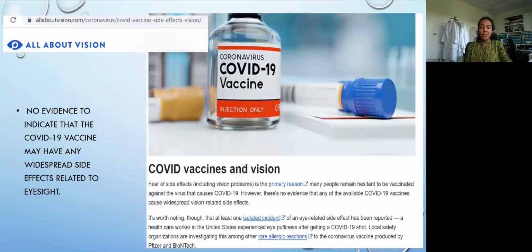I had a few questions about COVID vaccines and vision. Unfortunately, since it's fairly new, there is no evidence to indicate that these vaccines may have widespread effects on the eyes. So again, it's simply not known, but I'm sure that as these vaccines are given, there may be potential eye or ocular side effects.